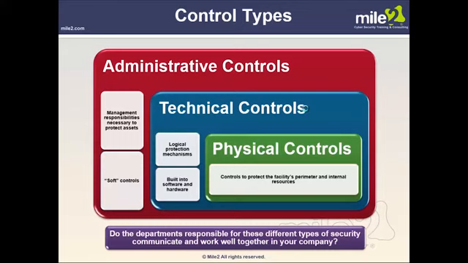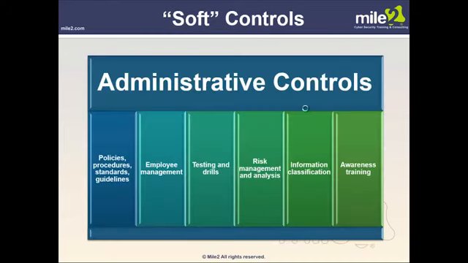So anyhow, do the departments responsible for these different types of security communicate and work well together in your company? Again, that's another big one too that a lot of companies are not doing, is they're not communicating with each other, which could lead into lots of different types of attacks, especially on the social engineering side. So here are some of the soft controls. Again, this kind of goes back to the policies, procedures, standard guidelines, and so forth.